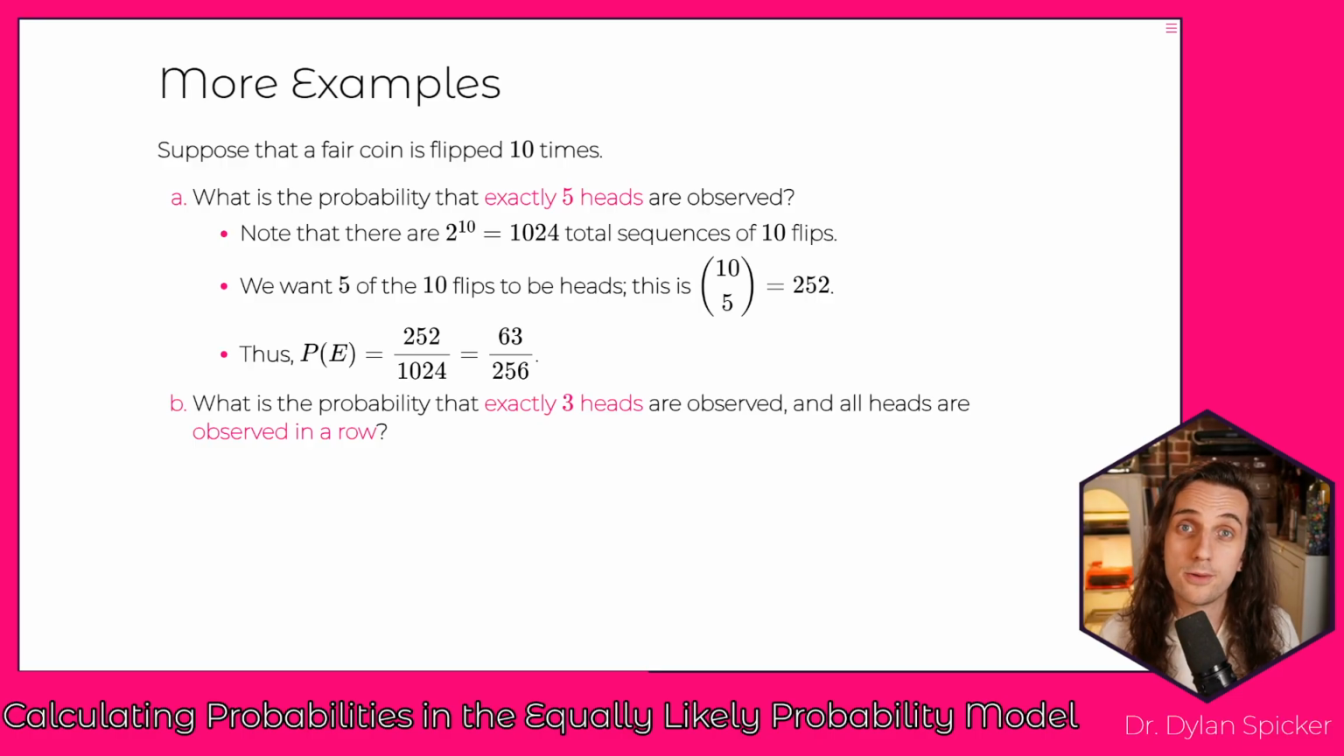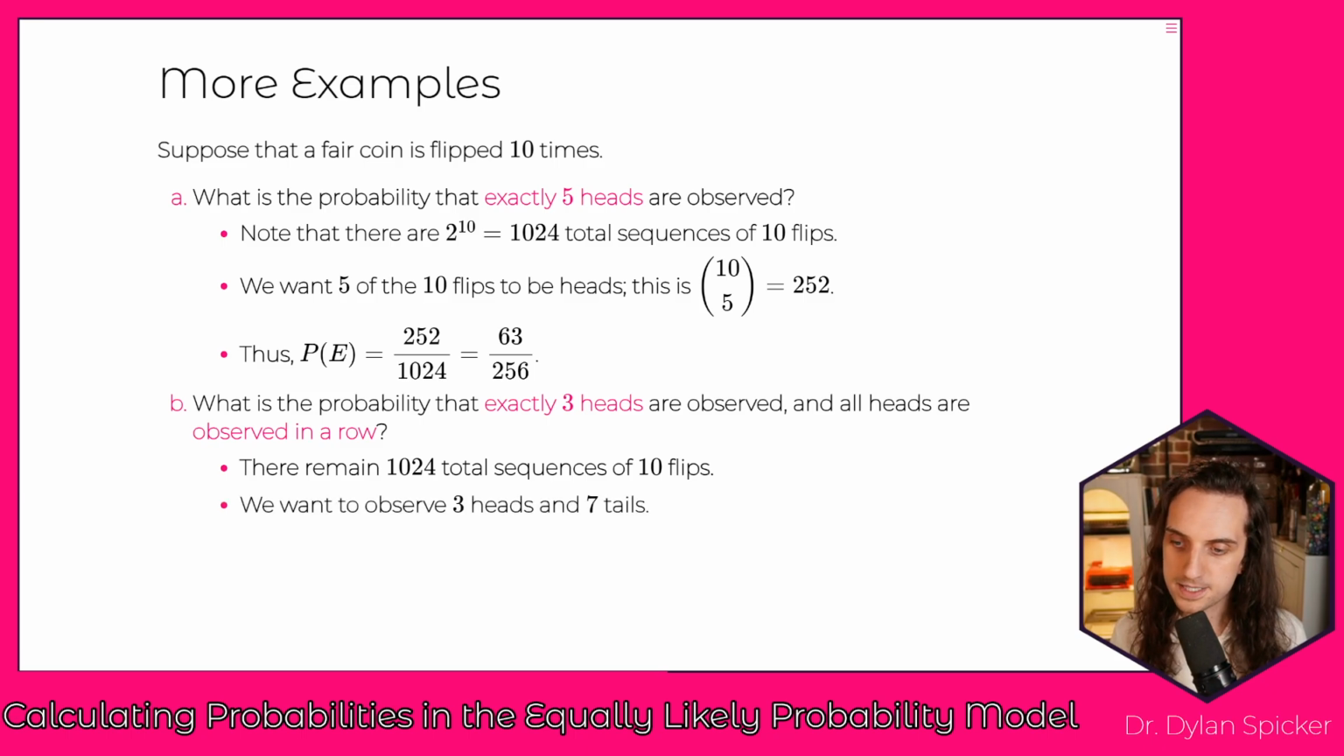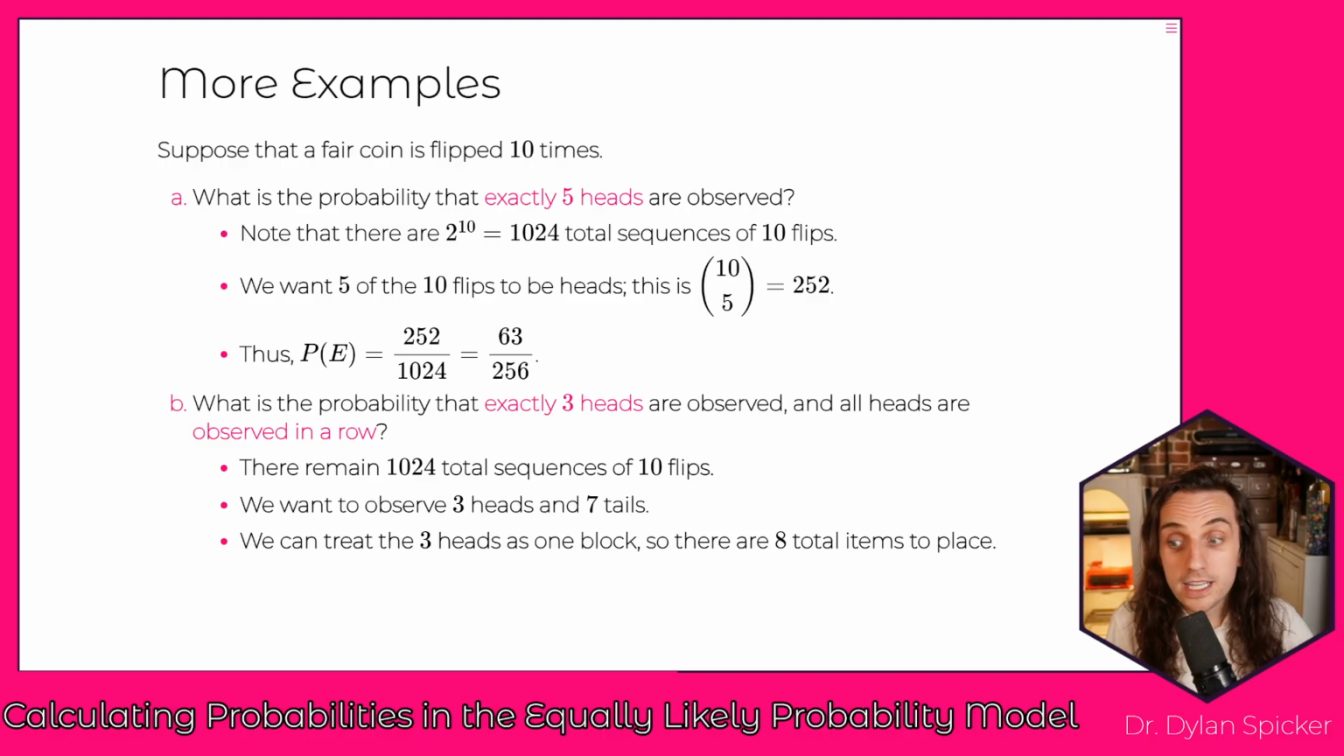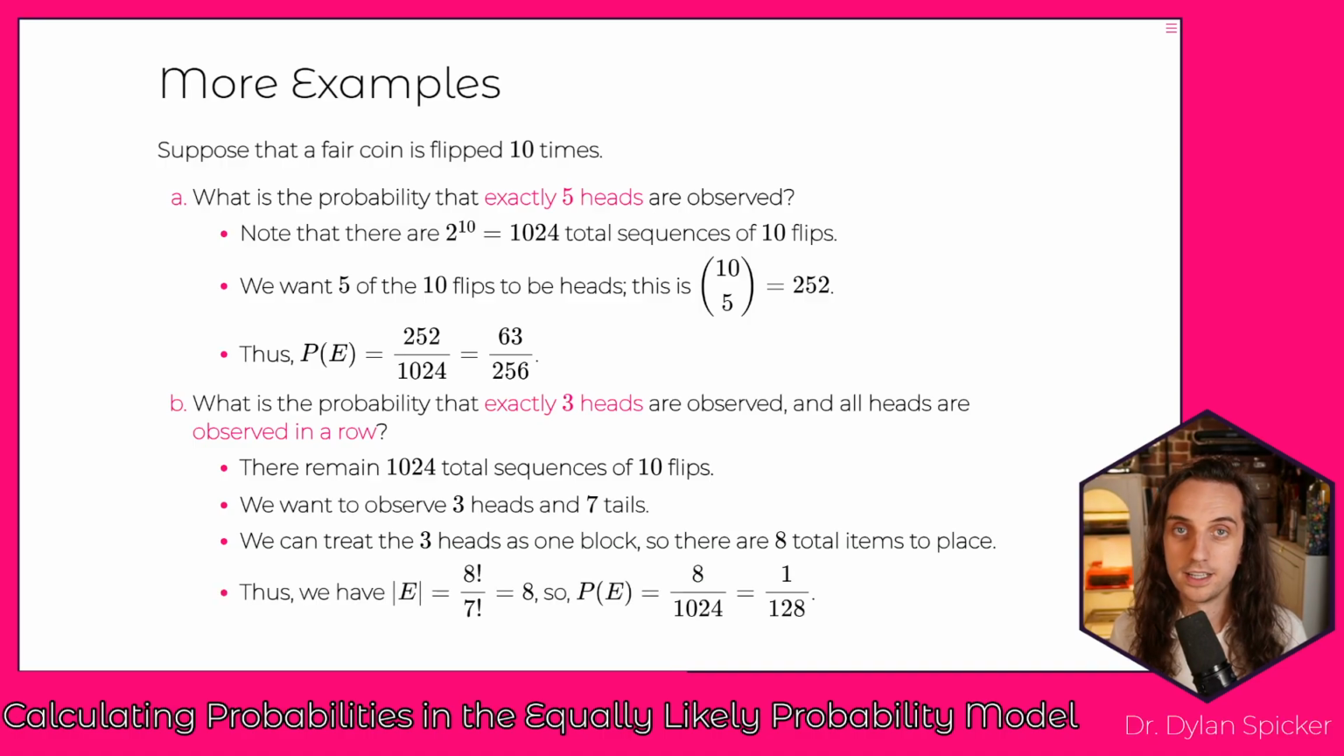And if we choose out that one space that we're going to be putting it, that's where we can think about the heads actually going, right? So there are still 1024 total sequences of 10 flips. We want to observe 3 heads and 7 tails, but we can treat the 3 heads as one block. And so there are only 8 items total to place. And so if we have our 8 factorial ways of organizing those tails that we want to put out, right?